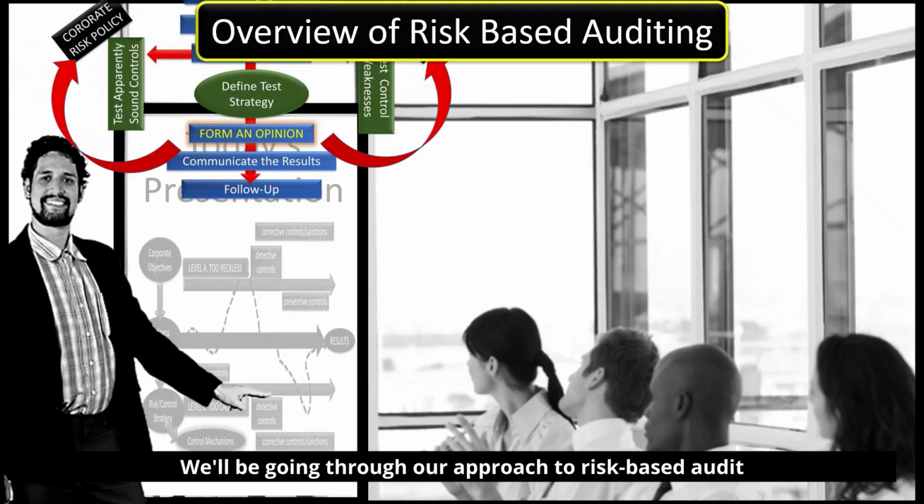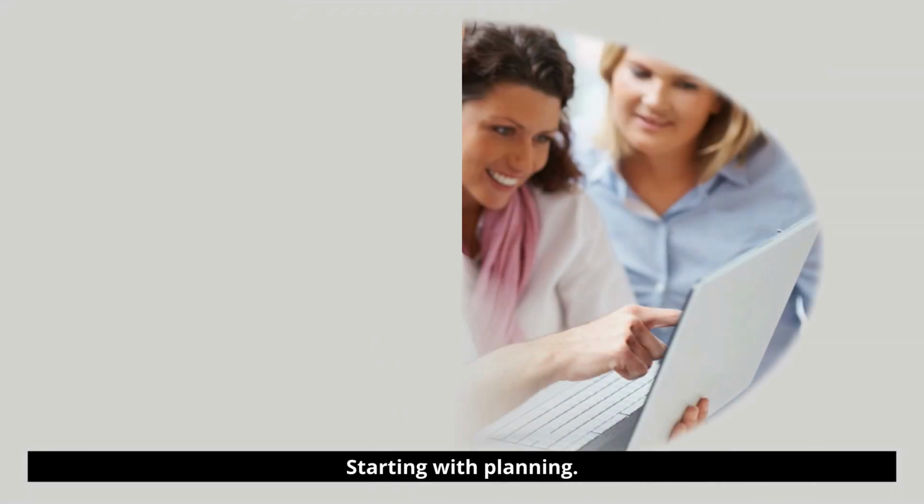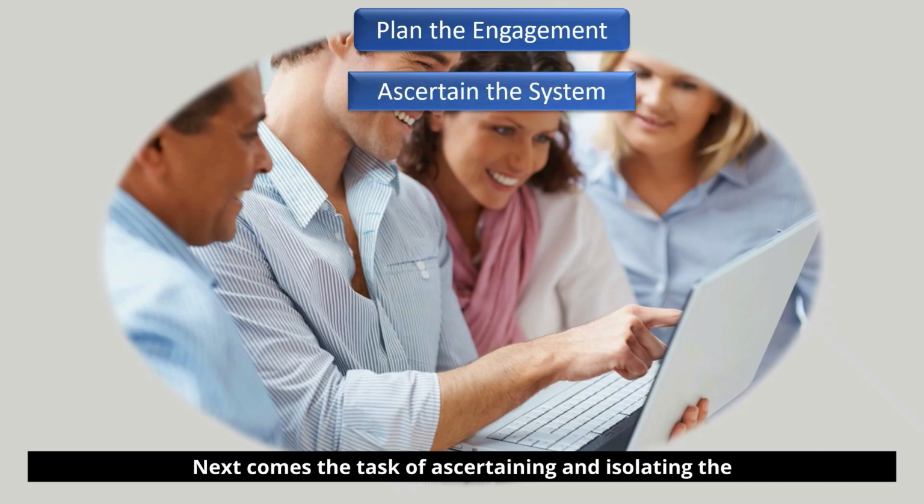We'll be going through our approach to risk-based audit engagements. It includes many of the things you may want to consider when performing a basic planned assurance audit. Starting with planning. The annual and quarterly audit plans will contain a statement on what needs to be covered in each planned engagement. Basics such as a time budget, staff assigned to the work and timings will all be part of the preliminary survey before it becomes a formal engagement plan. Outline objectives will need to be firmed up through discussions with the clients. Next comes the task of ascertaining and isolating the system or activity for review and distinguishing it from parent systems, subsystems, parallel systems, and linked systems.